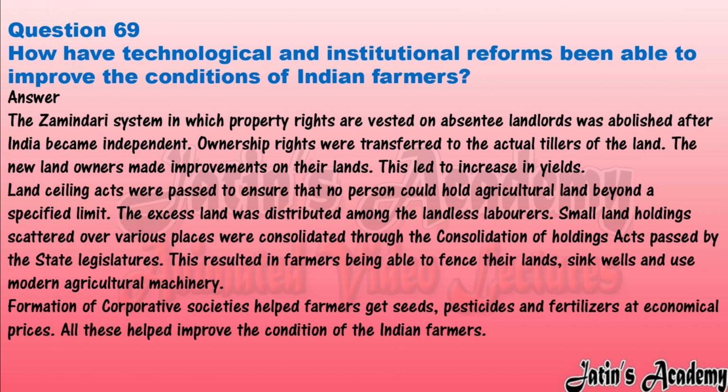Small land holdings scattered over various places were consolidated through the Consolidation of Holdings Acts passed by the state legislatures. This resulted in farmers being able to fence their lands, sink wells, and use modern agricultural machinery. Formation of cooperative societies helped farmers get seeds, pesticides, and fertilizers at economical prices. All these helped improve the condition of the Indian farmers.